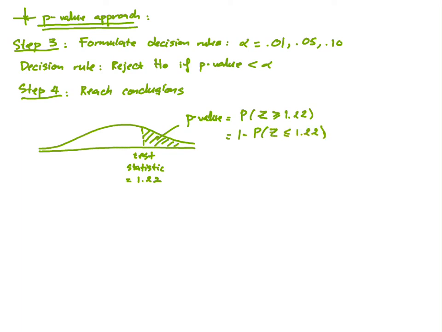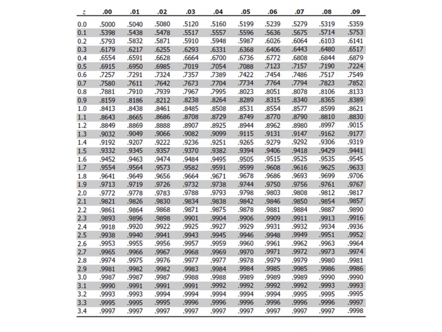Now in order to find the p-value, all you have to do is go into the z-table, look for 1.22 on the margins, and then find the probability. So let's do that and go to our z-table. You want to look at row 1.2 and then look under column 0.02. That gives you a probability of 0.8888.